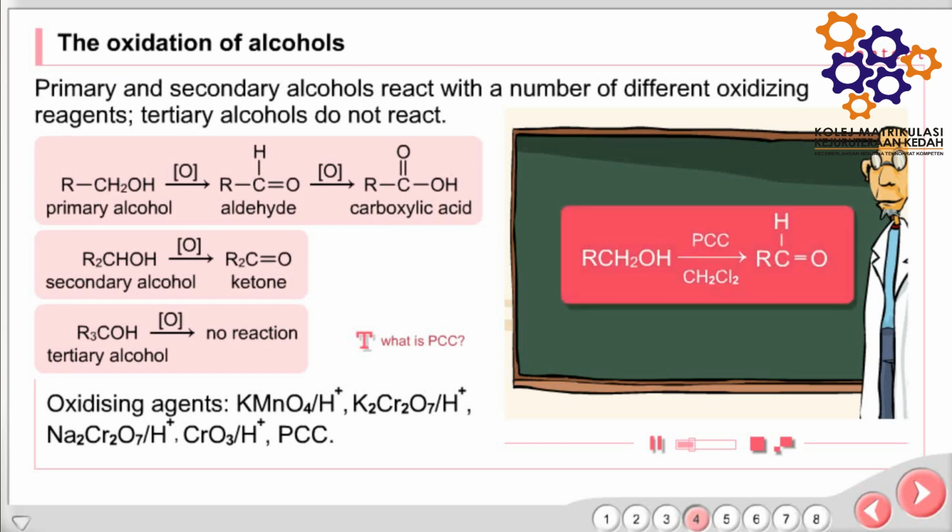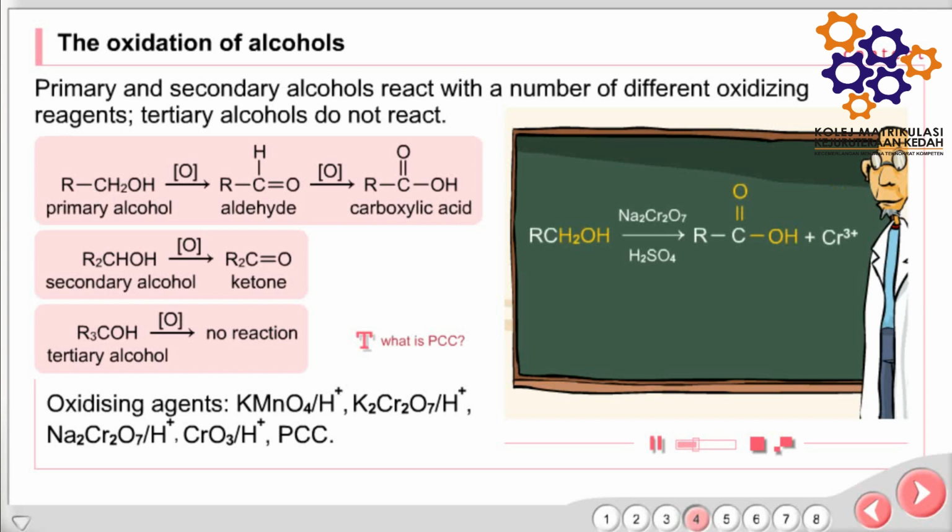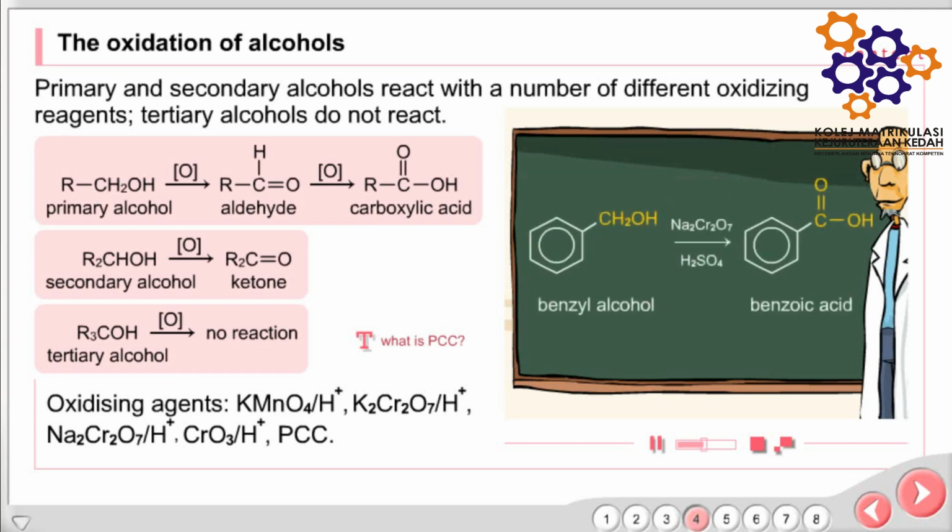In general, an example is shown on the screen. On the other hand, with oxidizing agents such as acidified potassium permanganate and acidified potassium or sodium dichromate, oxidation of the primary alcohol continues to the carboxylic acid stage. In general, an example is shown on the screen.